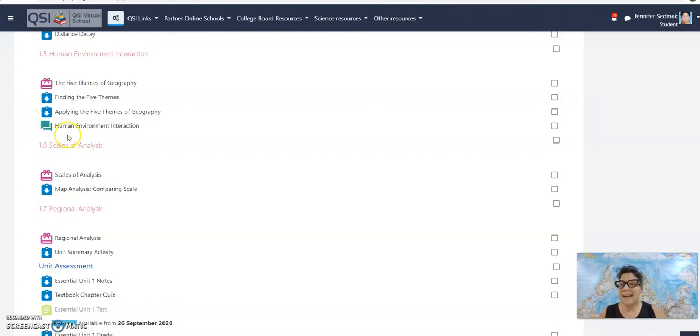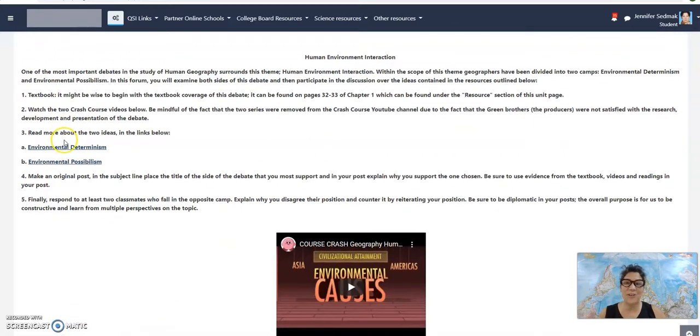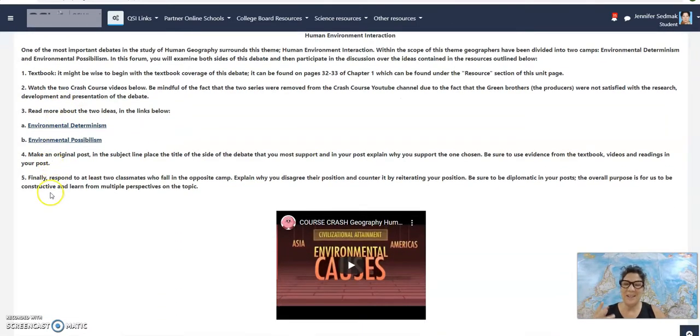Moving on, the last activity within the context of human environment interaction is a forum. So you're going to be interacting with each other, how apropos, in a little debate that surrounds this idea of environmental determinism versus environmental possibilism. It is a debate in geography, and the big question is, how are people, or societies, I should say, how are people impacted by the features of the environment?